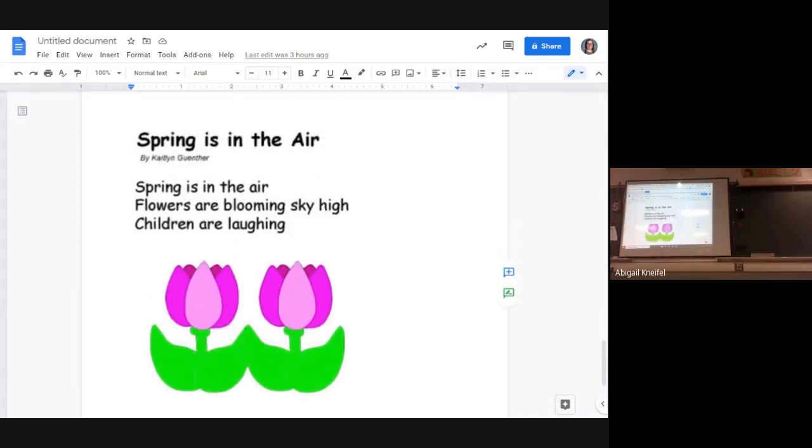Does anyone remember what is special about a haiku poem? I'd love to write haiku on the board, but I don't remember how it's spelled. It doesn't matter. Anyways, it's called a haiku. Spring is in the air. What's important about a haiku poem? Kaden? Yes, it's a certain amount of syllables, and it goes 5, 7, 5. So, spring is in the air.